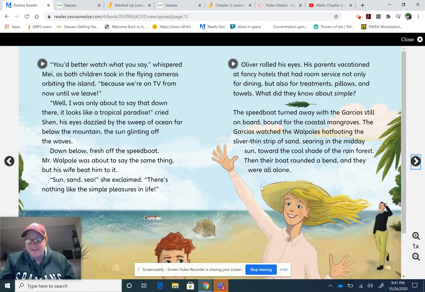Oliver rolled his eyes. His parents vacationed at fancy hotels that had room service not only for dining, but also for treatments, pillows, and towels. What did they know about simple? The speedboat turned away, with the Garcias still on board, bound for the coastal mangroves. The Garcias watched the Walpoles, hot-footing the sliver-thin strip of sand searing in the midday sun, toward the cool shade of the rainforest. Then their boat rounded a bend, and they were all alone.